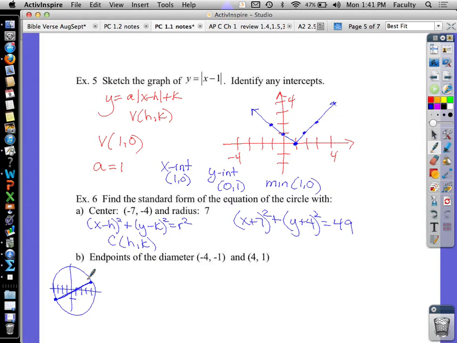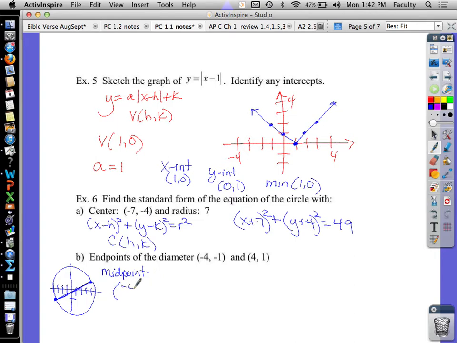Tyler? You can tell if the middle's at 0, 0. You think it's at 0, 0? How do you get that? Because it'd be like just a straight line with the origin. Okay. How about this? If you know the endpoints of the diameter, isn't the center the midpoint?